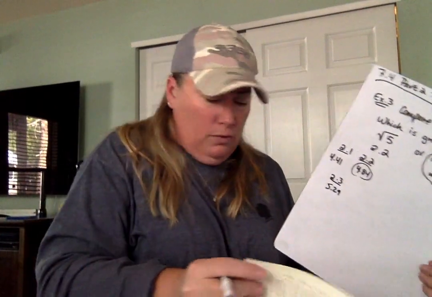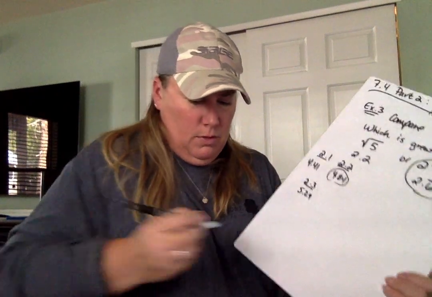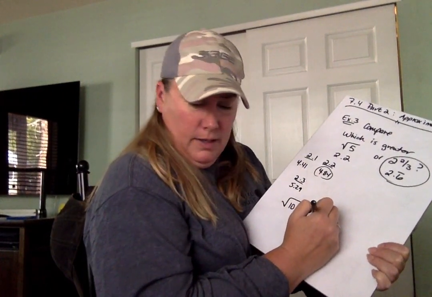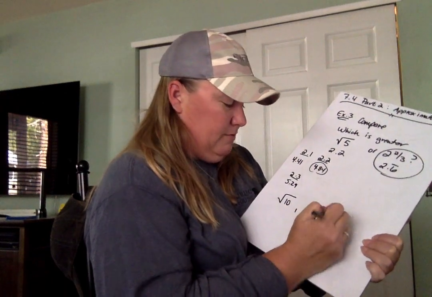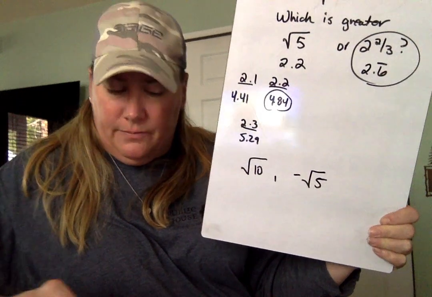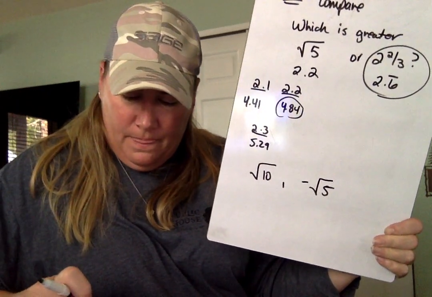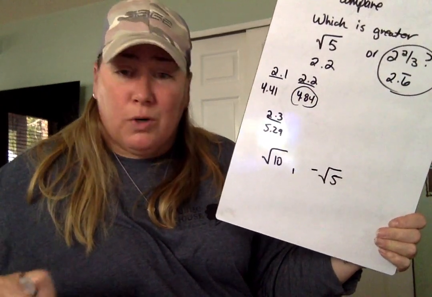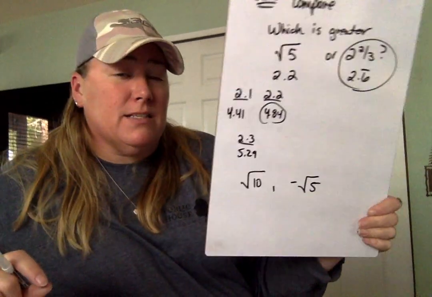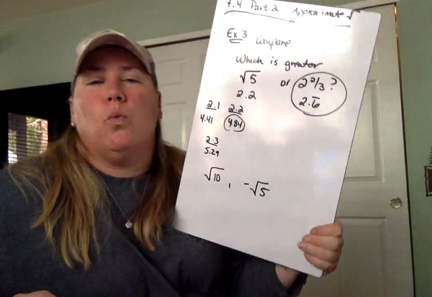Let's go square root 10 and negative square root 5. Let's just do these on our calculator. So square root 10, which is really close to the square root of 9. So it's going to be 3 point something. And since it's only 1 away, I'm going to say 3.1 or 3.2.